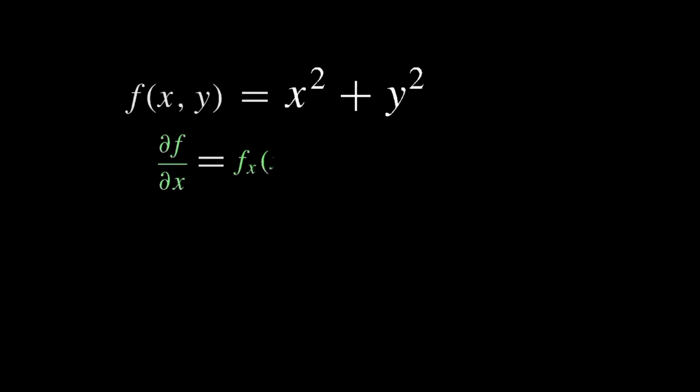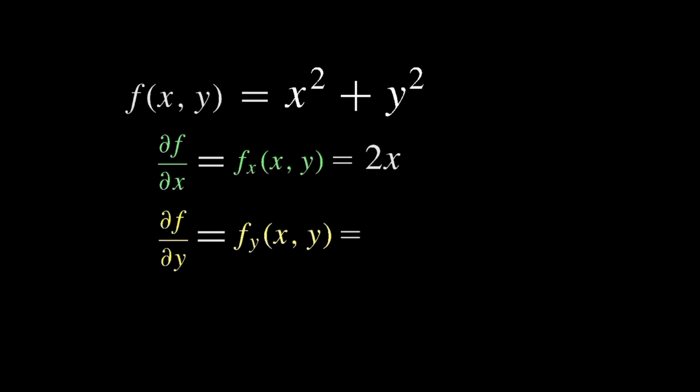For example, let's find the partial derivative of this function. First, with respect to x, considering y as a constant. So, the derivative of x squared becomes 2x, and since we consider y as a constant, the derivative of y squared with respect to x equals 0. So we have 2x. Next, with respect to y, while holding x as a constant. Since x is a constant, the derivative of x squared with respect to y would be 0. And the derivative of y squared with respect to y is 2y. So we have 2y.